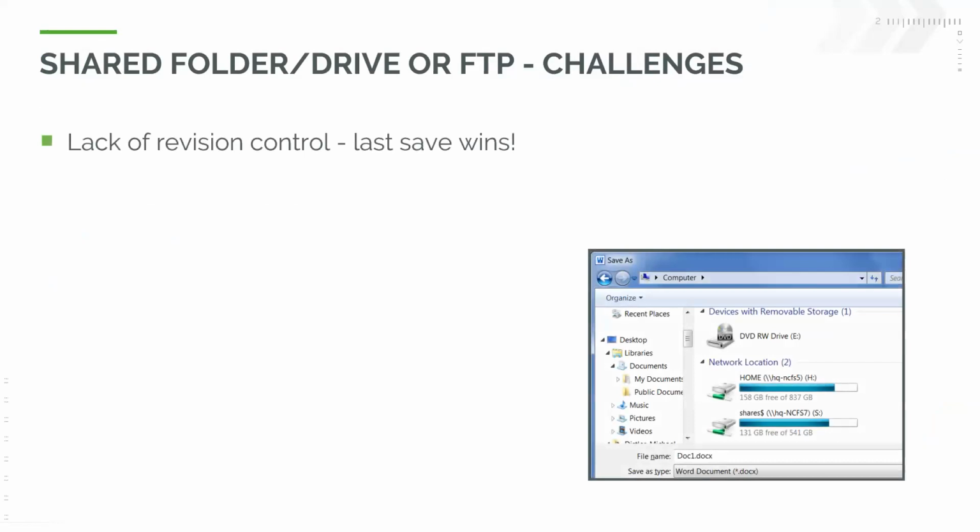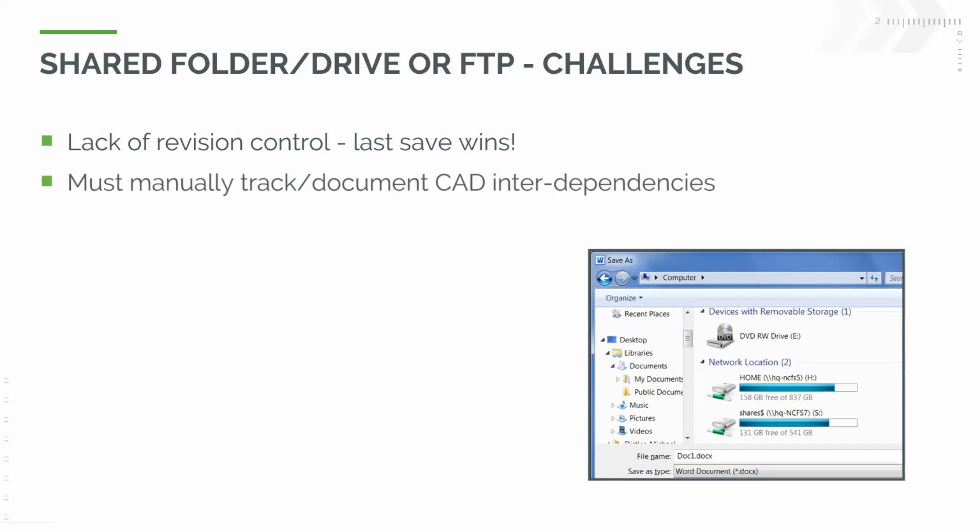And we always like to start off with talking about challenges that we see out in industry. From speaking to so many different companies, there are similar challenges in managing their data through more informal methods like shared folders or drives or FTPs. It starts with a lack of revision control. This usually involves using naming schemes, and that generally results in a loss of previous design files. You also need to manually track document and CAD interdependencies, which makes it very difficult to determine what will be affected by any changes to a file or a CAD file.